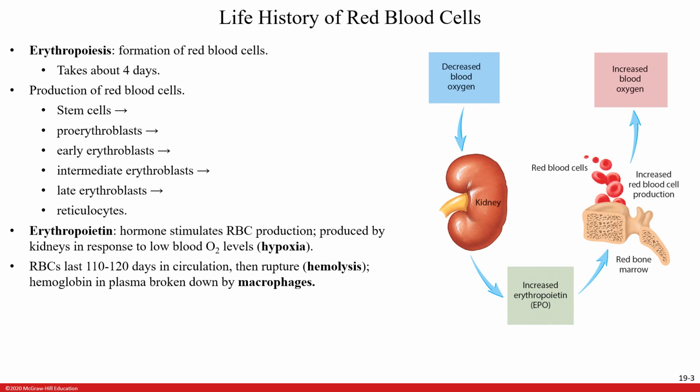Okay, so we're going to talk a little bit about how we make blood cells, and I just want to reiterate to you the only things you need to know from this list are the stem cells and the proerythroblasts, and that they become red blood cells or erythroblasts.